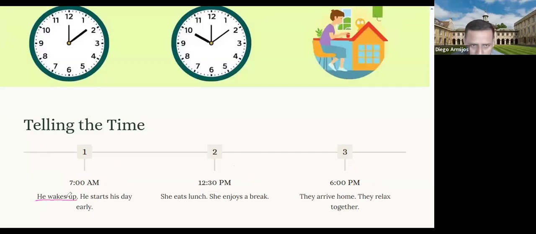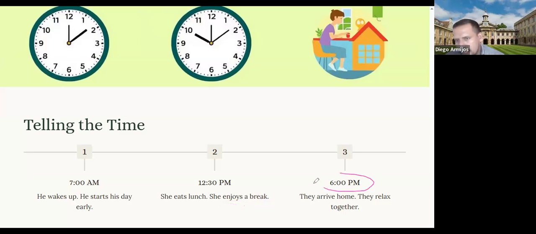He wakes up. You see the S because we're conjugating the third person singular. He wakes up. Él se levanta. He starts his day early. Él empieza su día temprano. What happens at 12:30? She eats lunch. Ella almuerza. She enjoys a break. Ella disfruta de un receso, ¿no?